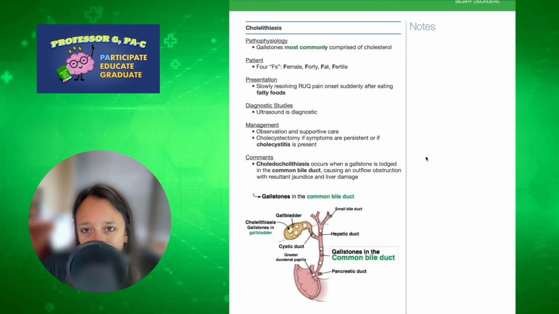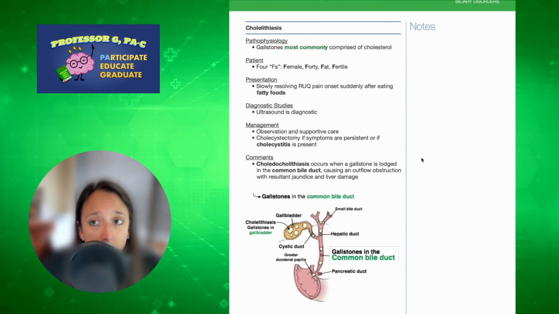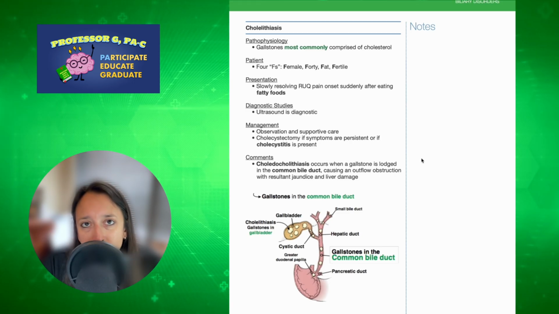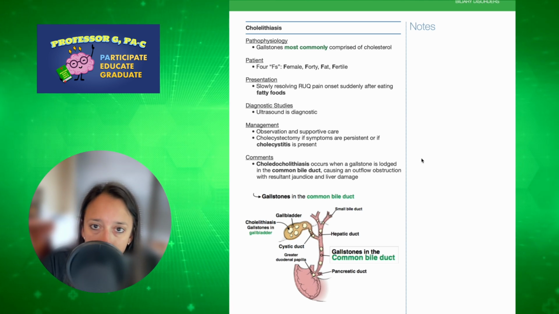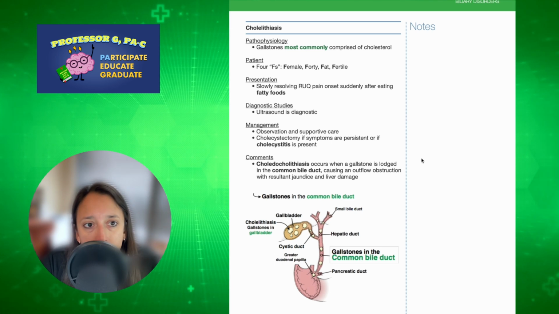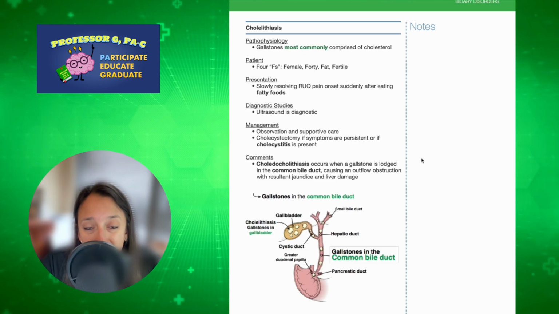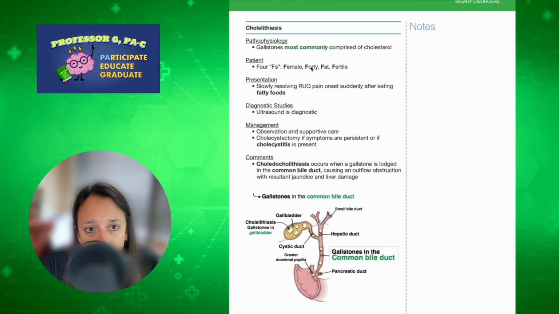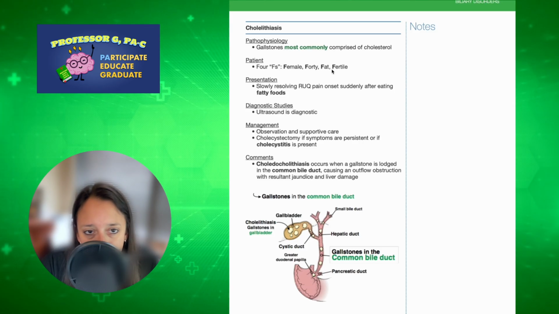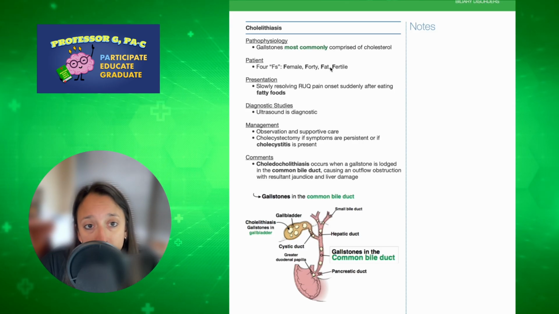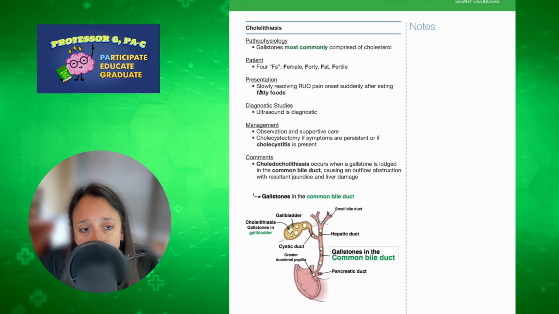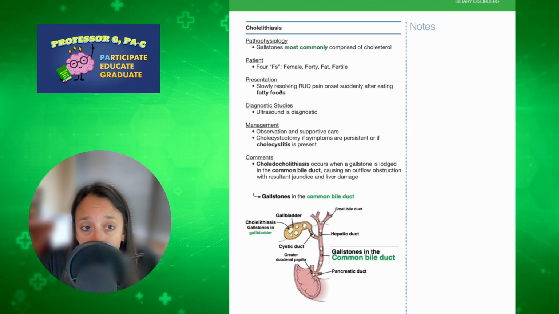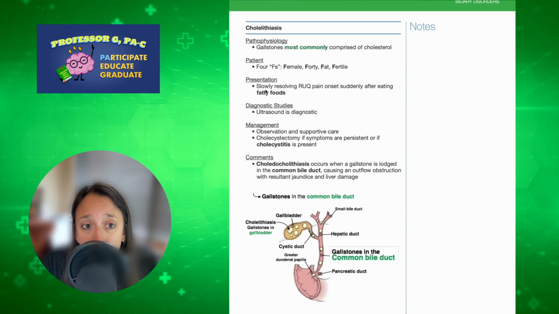Cholelithiasis, so it's almost taking a step back, because cholelithiasis are gallstones. It doesn't imply any type of inflammation or infection or anything like that, but this is the precursor to a lot of the things we've already talked about. So gallstones are most commonly comprised of cholesterol. We want to look for the four F's. So female, 40, fat, which is not a nice thing to say, but we're talking about overweight women that are in their fertile years, okay, and that have had multiparity is an increased risk factor for that as well.